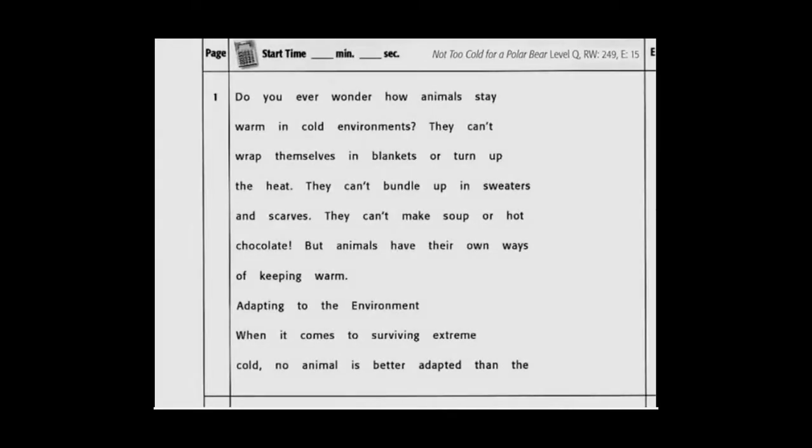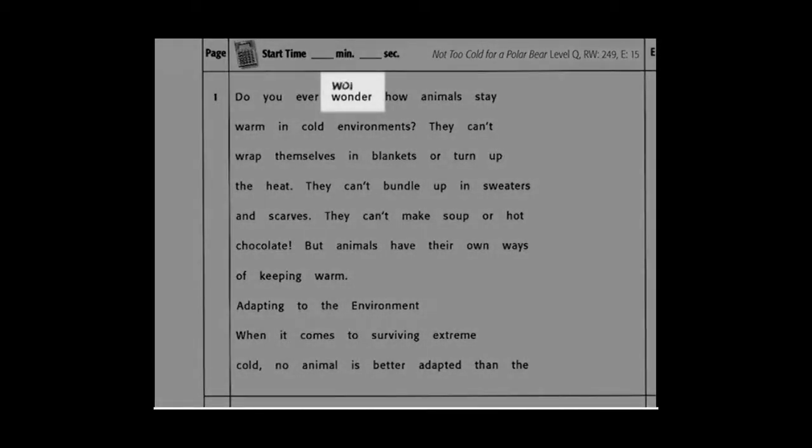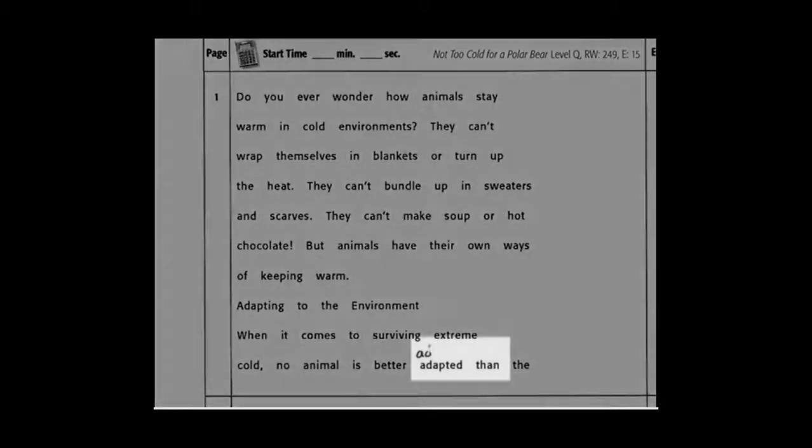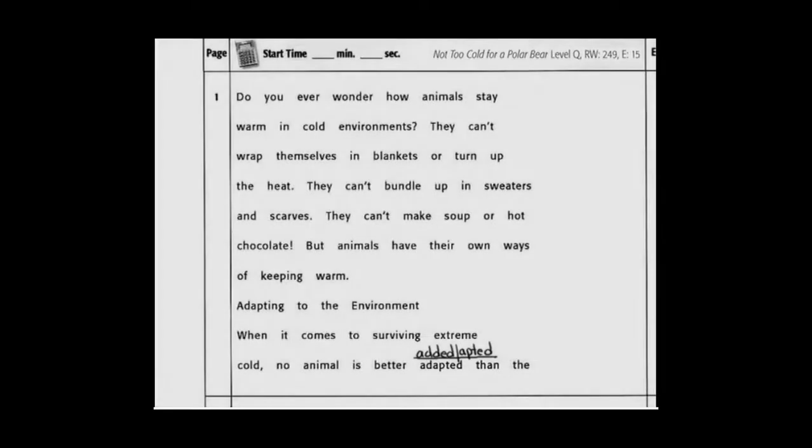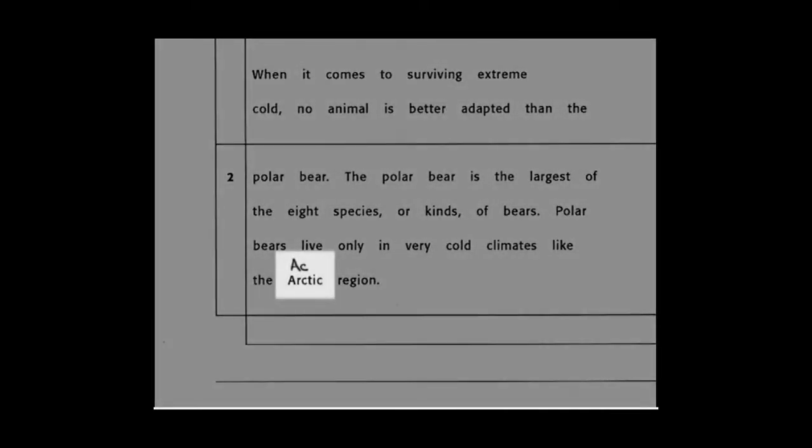Uncorrected words or attempts at words are counted as errors. For example, worry for wonder. Multiple attempts at one word count only as one error each time. For example, added or apted for adapted, like this. Substitutions of proper nouns are counted only the first time they are read, even if other attempts are made throughout the reading. For example, actic for arctic, like this.